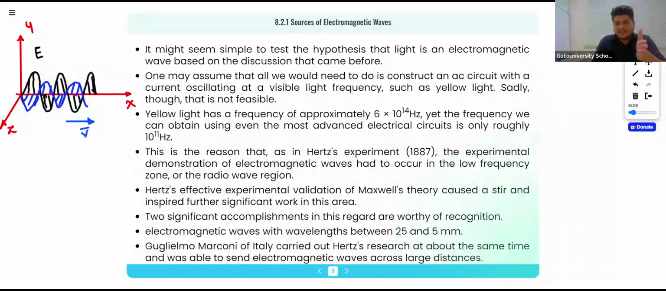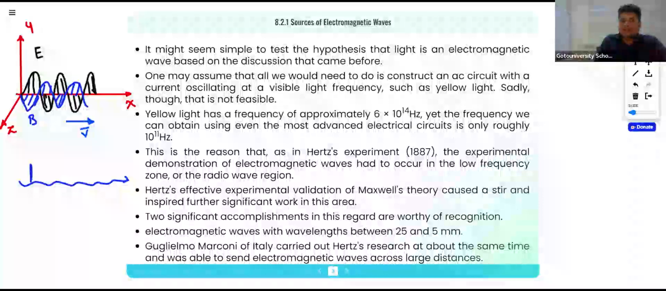Electric field will be like this, magnetic field will be like this, and the velocity of particle will be like this. So when the charges will be flowing, there will be electric field, magnetic field, electric field, magnetic field, and so on.